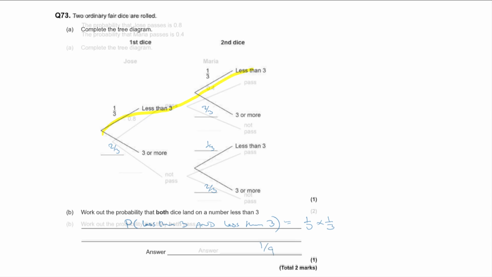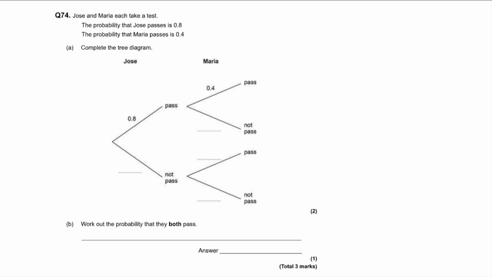Okay, 1/9. Question 74, Jose and Maria each take a test. The probability that Jose passes is 0.8 and the probability that Maria passes is 0.4. Complete the tree diagram. I've got Jose on 0.8 chance of success. So the probability he doesn't pass is going to be the rest out of 1, isn't it? 1 minus 0.8 is 0.2. Maria's got a chance of 0.4 of passing, so not passing is going to be the rest. It's going to be 0.6. These two numbers should add up to 1, and it's going to be repeated down here.